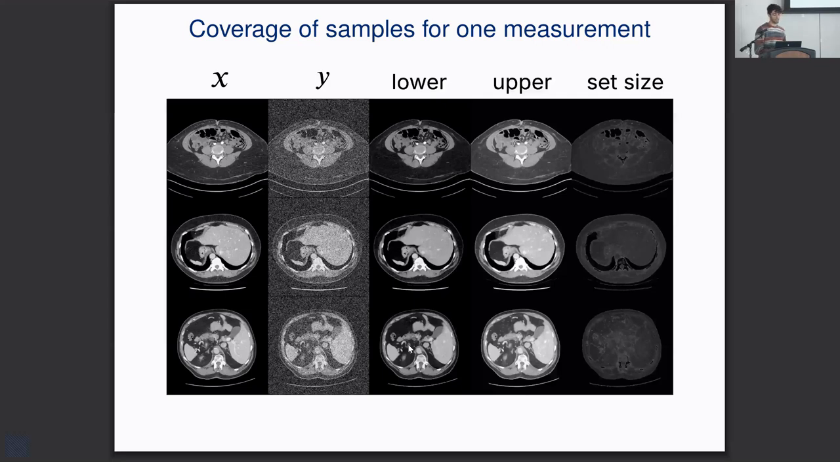Great. So these are some examples. Let's say this is the ground truth, this is the observation. I get the lower and the upper. Of course, the lower is darker than the upper. And the set size gives a sense of how much uncertainty there is. So the width of the interval says, oh, there's more uncertainty here compared to other regions of the image. These are tiny, but yes.